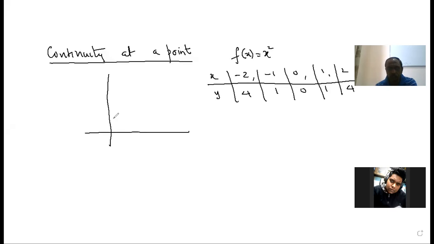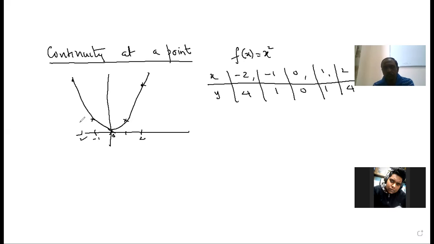And if I plot the graph here, corresponding to 0, I get 0. Corresponding to 1, I get 1. Corresponding to 2, I get 4. Corresponding to -1, I get 1. Corresponding to -2, I get 4. So I get a graph like this. This graph is continuous everywhere. Do you agree with that statement?